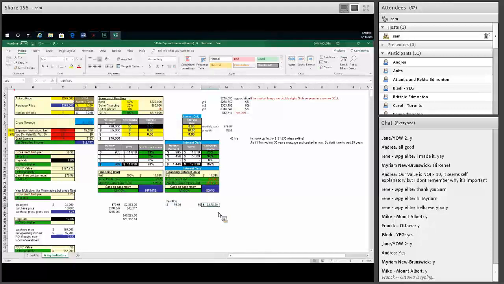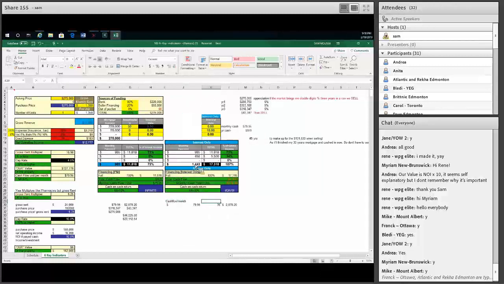That's going to give me $2,878, okay? So cash flow per month. Let's spell month right. There we go. That's cash flow per month, right? That's what we're doing here, okay?